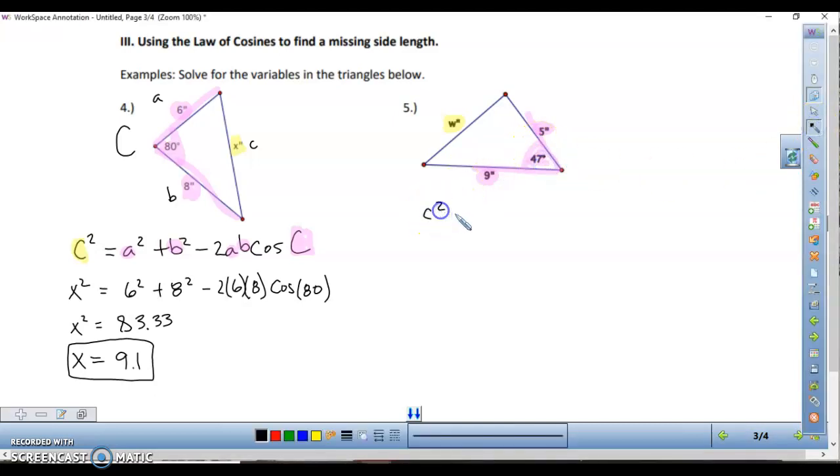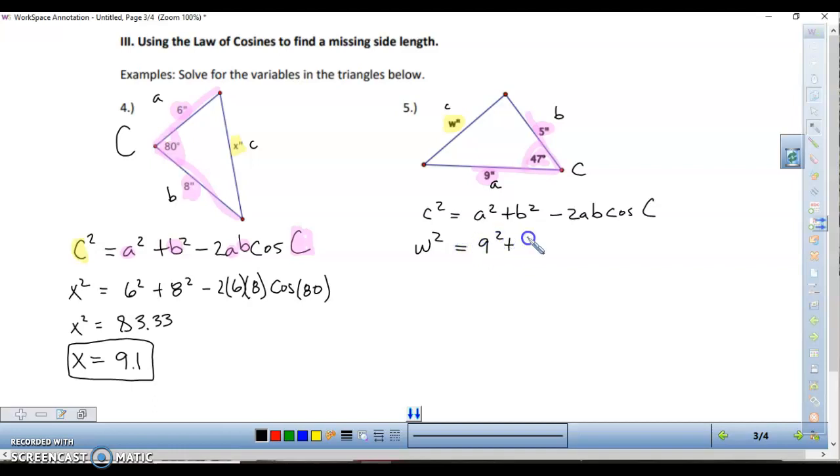So I'm just going to plug in c squared equals a squared plus b squared minus 2ab times the cosine of c. So again, the part over here all by itself is my c. I call either one of these a or b, it doesn't matter. And this is my big C, or the angle, 47 degrees. So I got w squared is equal to 9 squared plus 5 squared minus 2 times 9 times 5 times the cosine of 47 degrees.